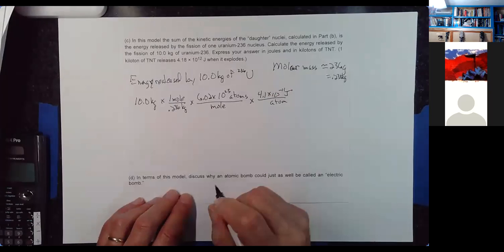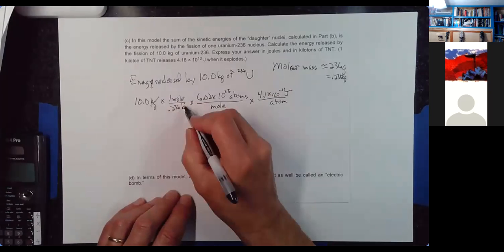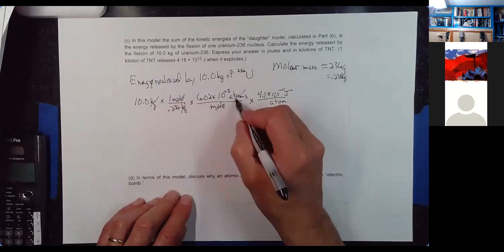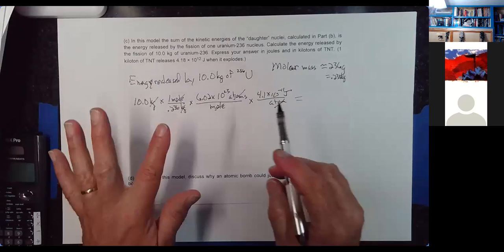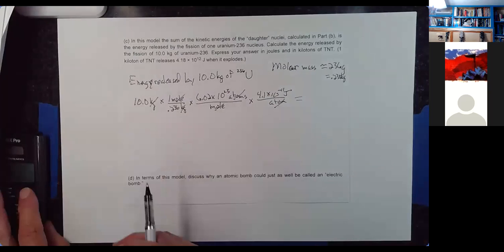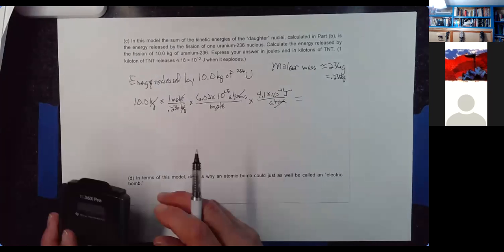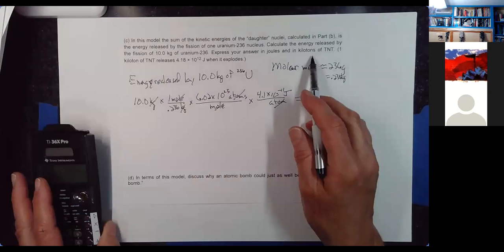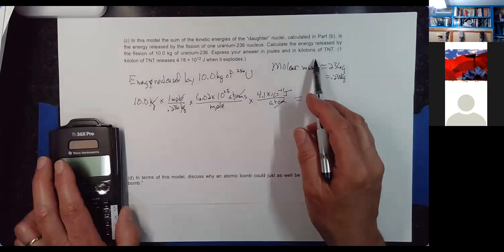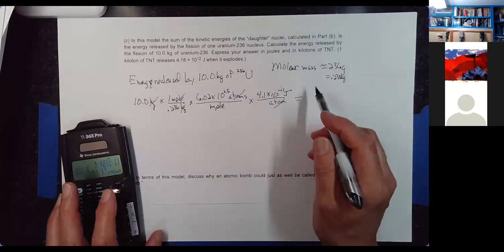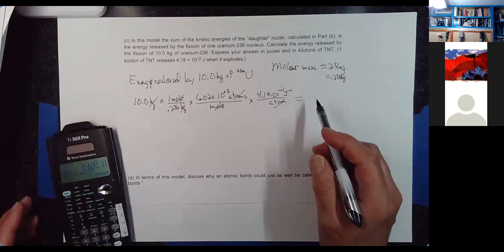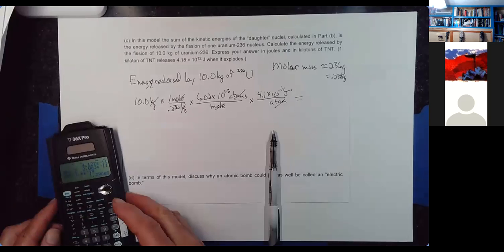So unit-wise, the kilograms go away, the moles go away, the atoms go away, and I just end up with the amount of energy released by that. And somehow I'm supposed to convert that to kilotons of TNT as well, which is the measure they use for the strength of bombs anyway. But let's see.